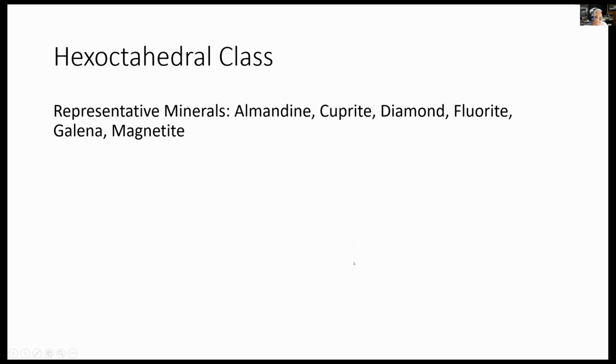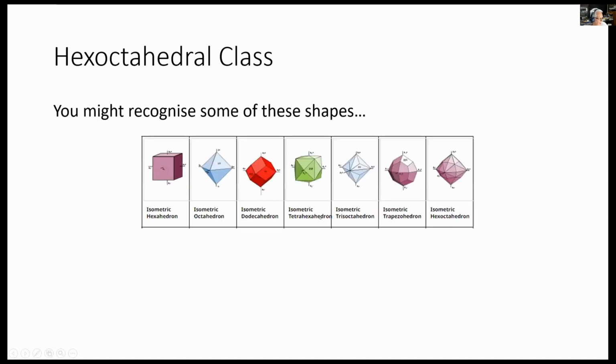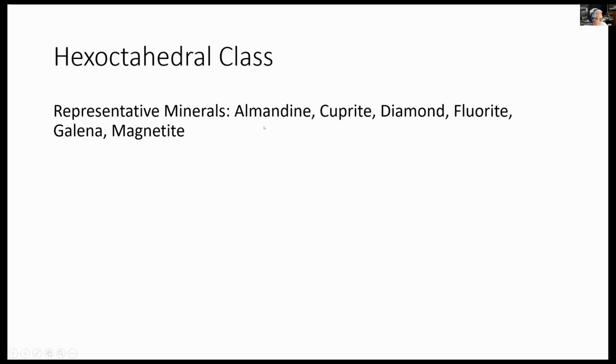And here's some of the representative minerals that actually sit in that class. Now, I might just go back for a second. So here we've got a cube. So you'd say, okay, yes, cuprite you can get in cubes, diamond you can get in cubes, fluorite you can get in cubes, magnetite and galena. What about pyrite? Pyrite you get in cubes as well, but it's not in the hexoctahedral class. So we'll come to that a bit later.